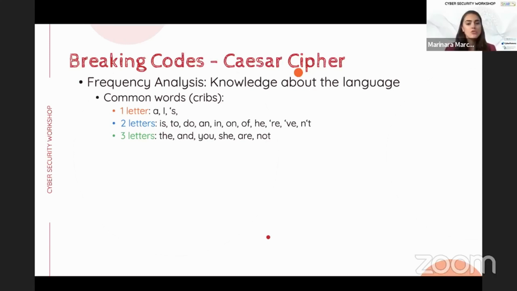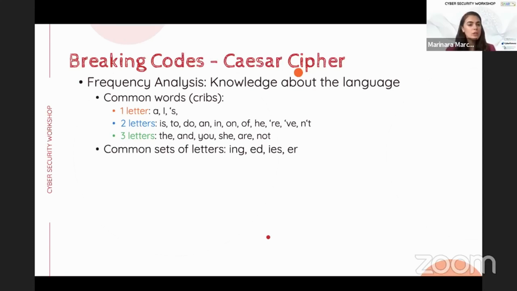So we have 2-letter words that are very common. Is, to. You can probably name a few as well. You have other examples in your minds, I'm sure. And there's 3-letter words like the, and, you, she. So just by knowing that the text is in English, and knowing that these words are quite common, if you get a big enough text, you can probably figure out where those words are. So this is one of the things that we're going to be looking at.